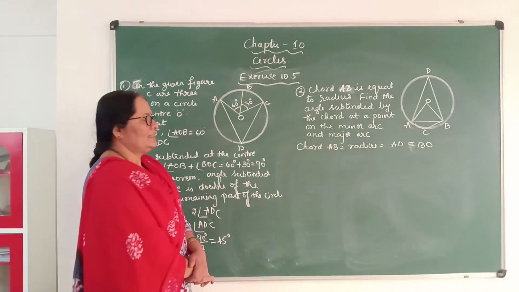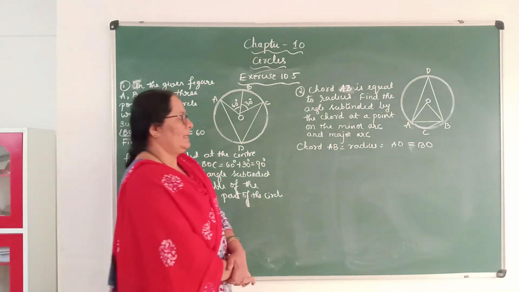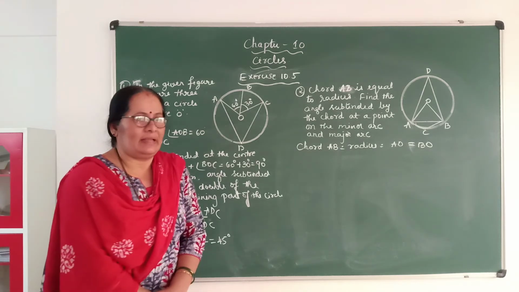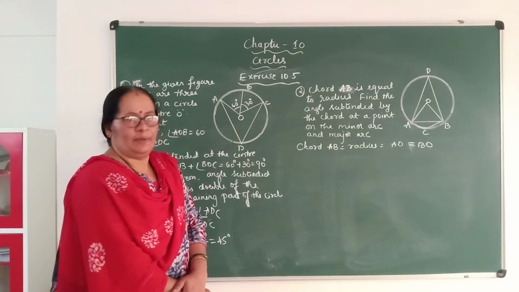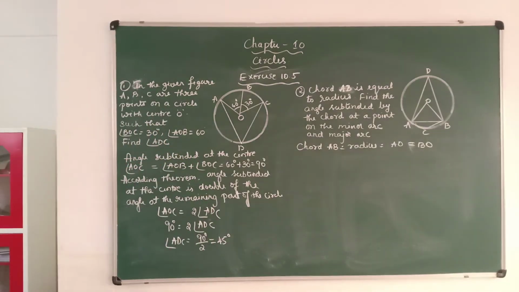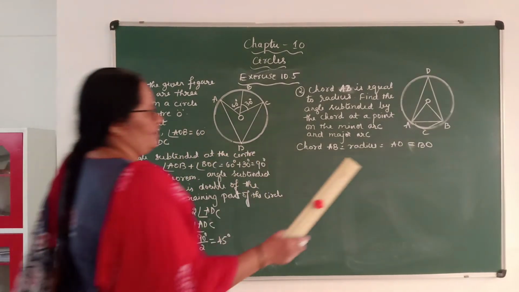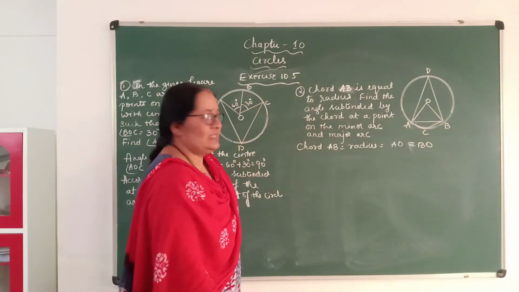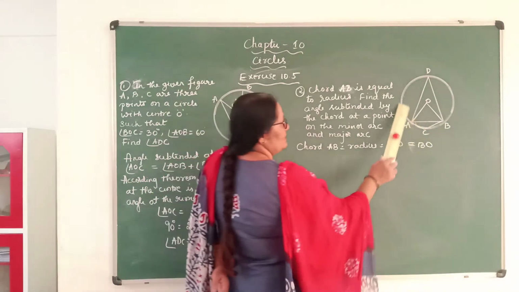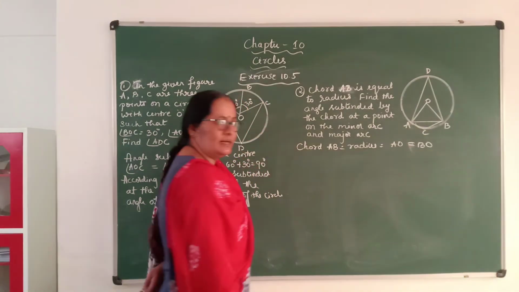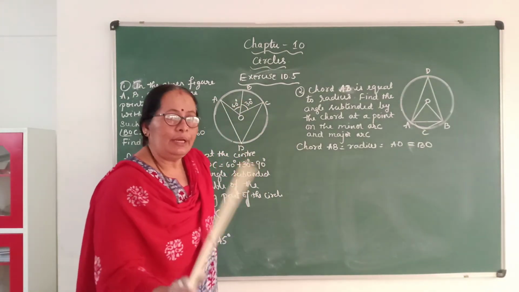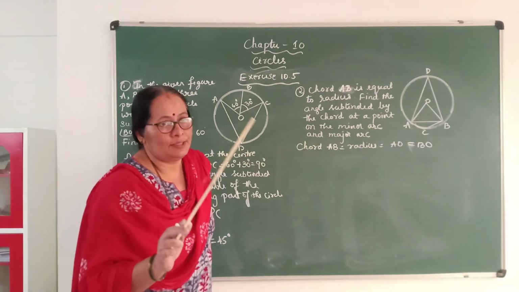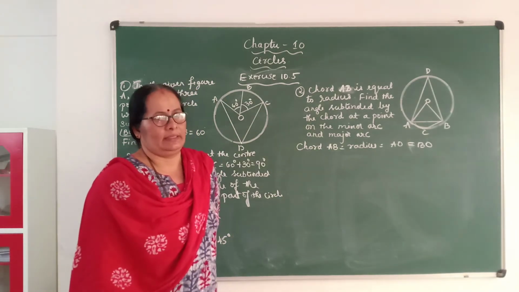Find the angle subtended by the chord at a point on the minor arc and major arc. Which one is the minor arc here? ACB. So in this figure, the minor arc is ACB. Which one is the major arc? ADB is the major arc. You need to find the angle formed in the minor arc as well as the major arc.